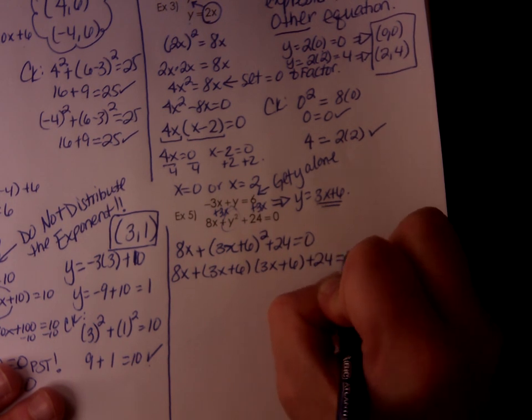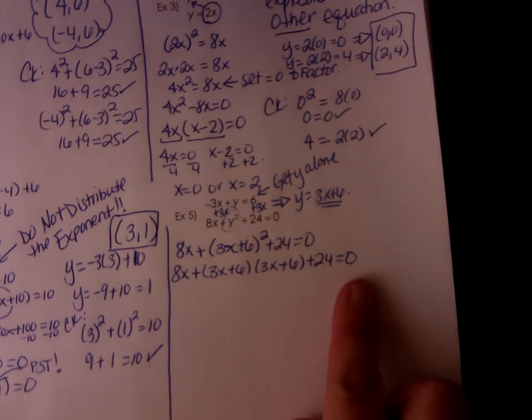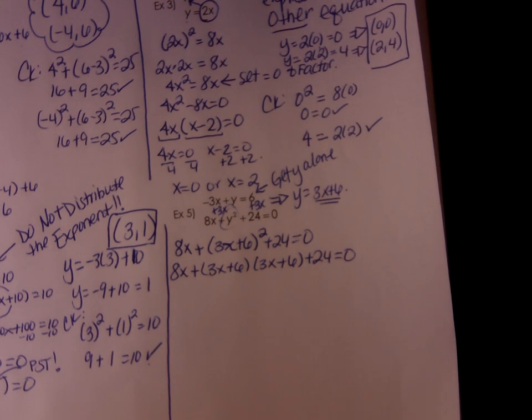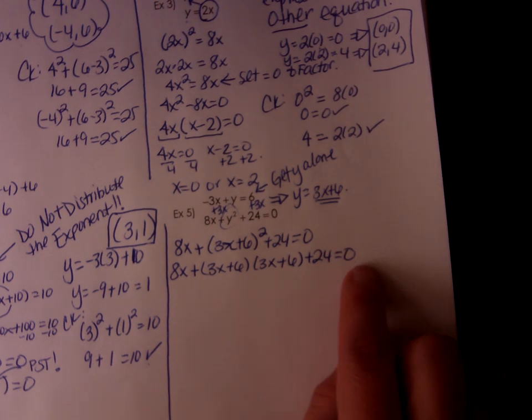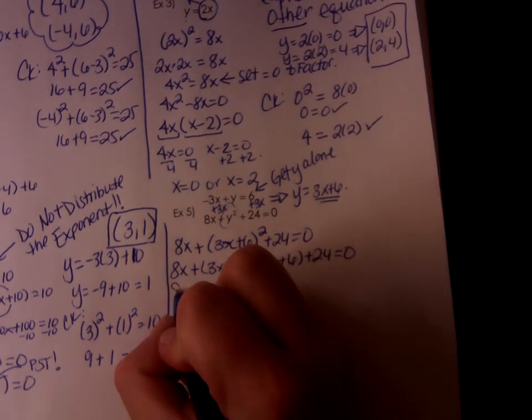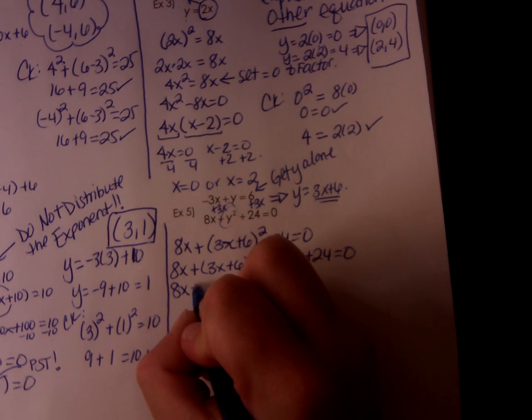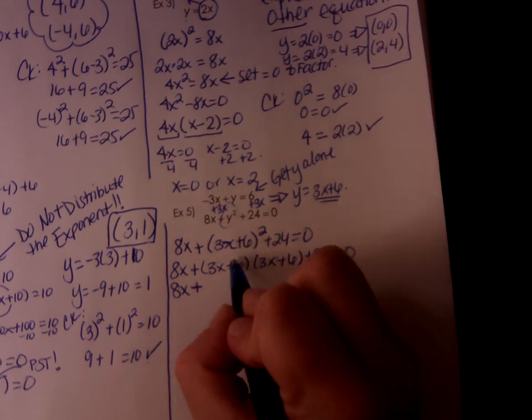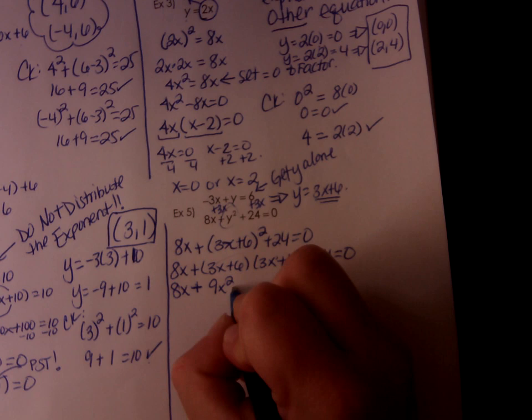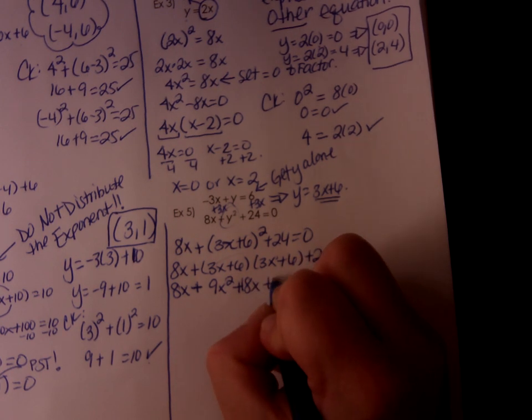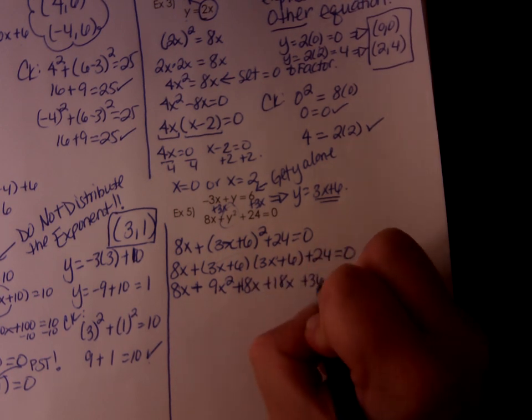This is going to turn into a quadratic equation, which means that I will have to factor or use the quadratic formula by the end. And so we do want it to remain equaling 0. So I'm going to write 8x plus, and I'm going to do the FOIL. And we have 9x squared plus 18x plus 18x plus 36 plus 24 equals 0.